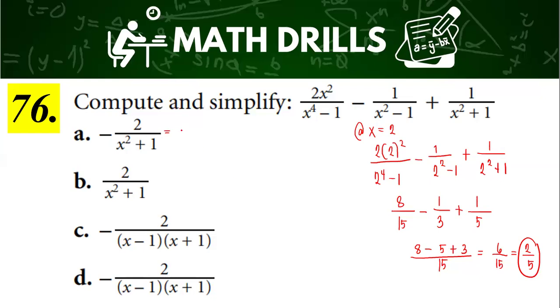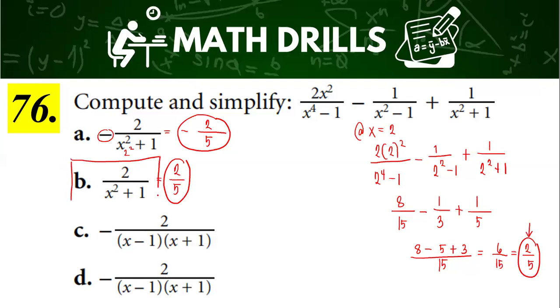For letter A, we have negative 2 over 2 squared, that is 4, plus 1, that is 5. The answer here is negative 2/5, but the evaluation of the given is 2/5, so that will not be the answer. Letter B is the same but without the negative, so this is 2/5. It means this will be the answer for number 76.